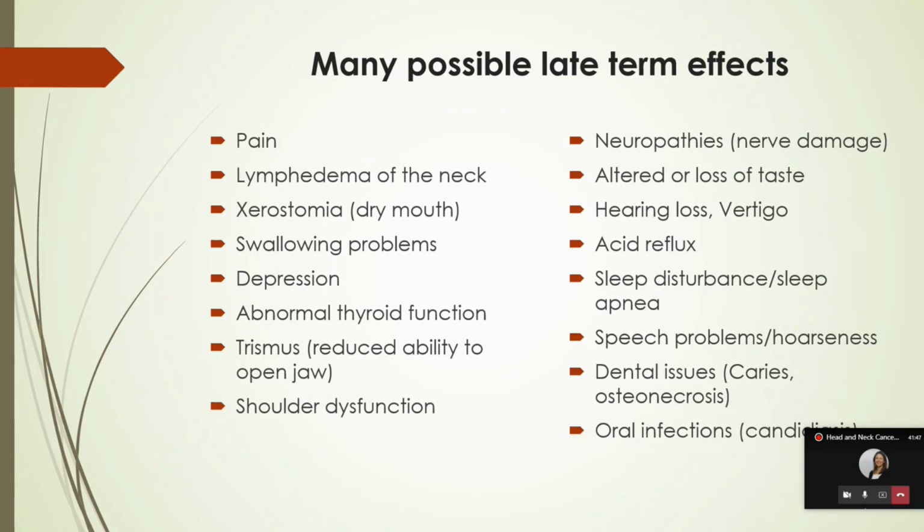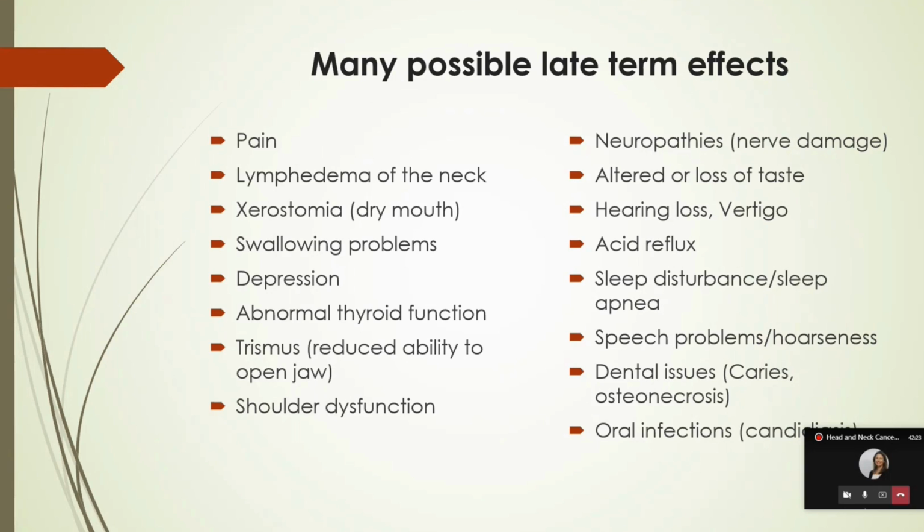There are many different types of late-term effects, and typically with time, these things do improve, but it can take a long time. Some of the things that we see: pain, lymphedema, which we talked about, dry mouth, and depression, which again is important to address and talk about. Abnormal thyroid function, which is checked by blood tests done either with the oncology team or with a primary care doctor after completion of radiation.